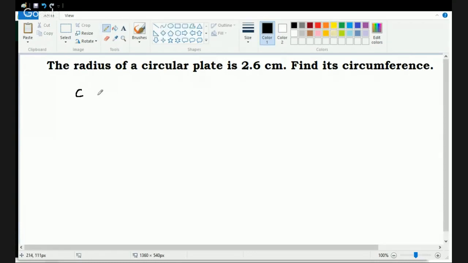What is the formula for circumference? It is 2 pi r, no? 2 pi r. It is 2 into 22 by 7 into 2.6. Write that much first. Am I right? This is how I am getting into 2.6.